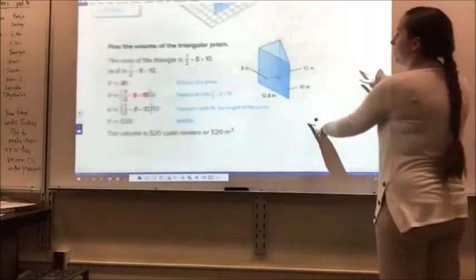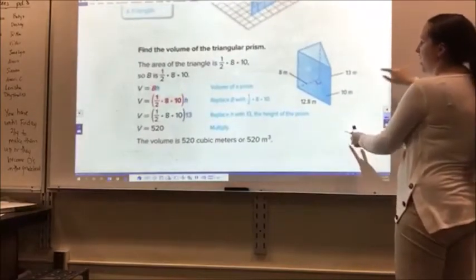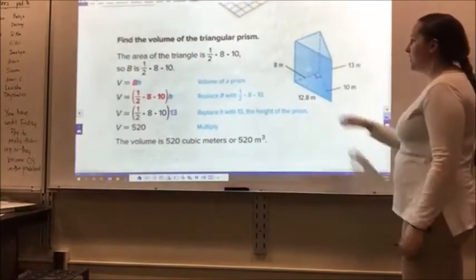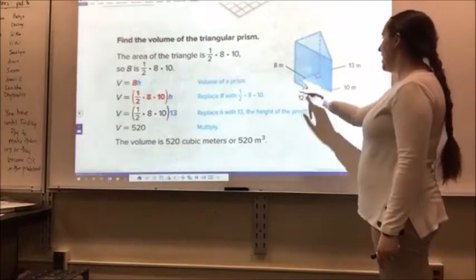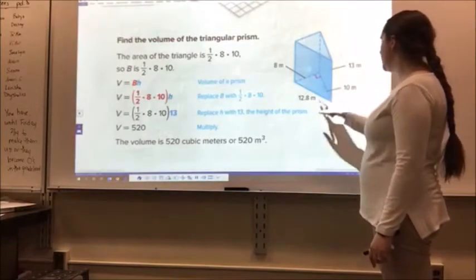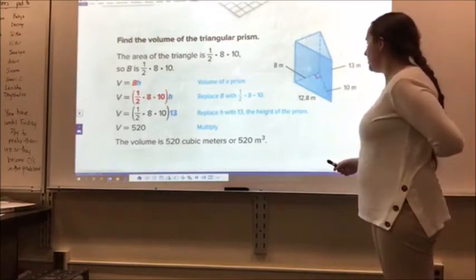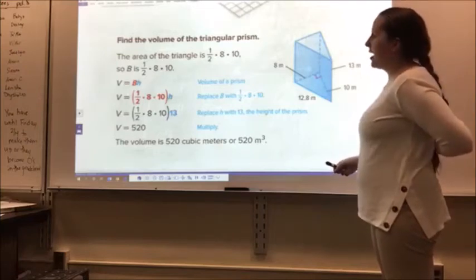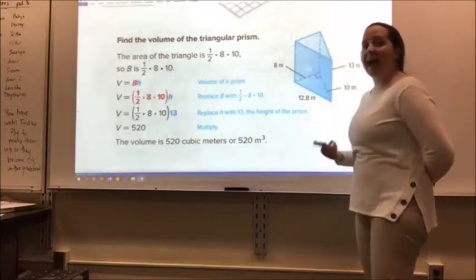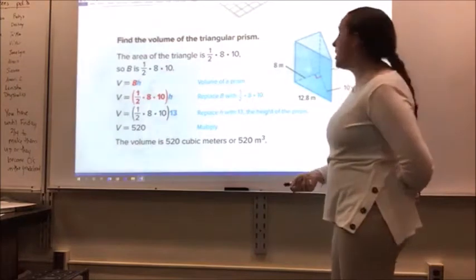So, for example, it says find the volume of the triangular prism. Here's my triangular prism right here. I have 8, 10, 13, and 12.8 meters respectively. So I need to figure out which ones I actually need in order to solve the problem.